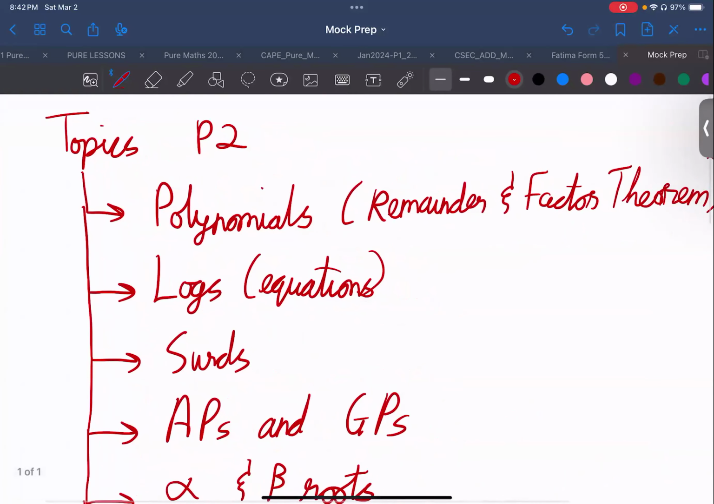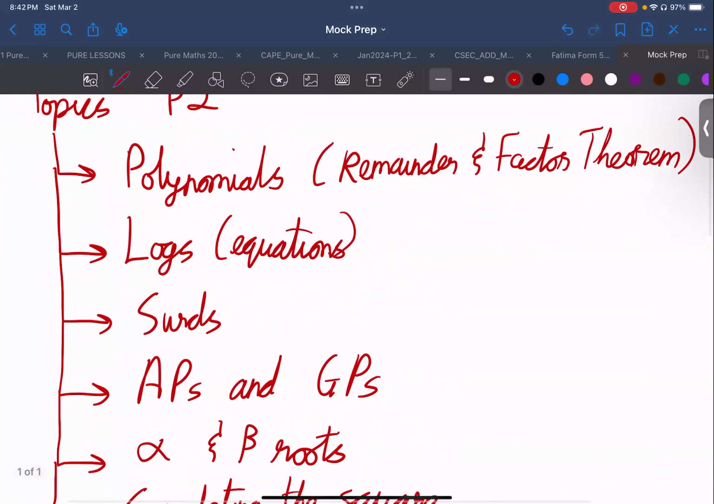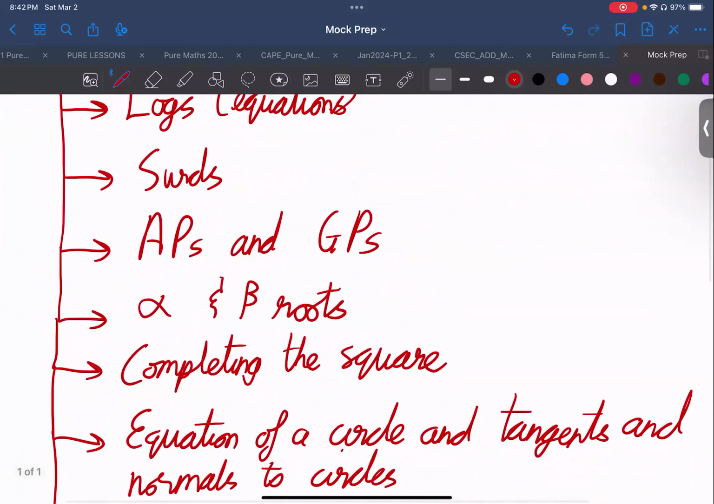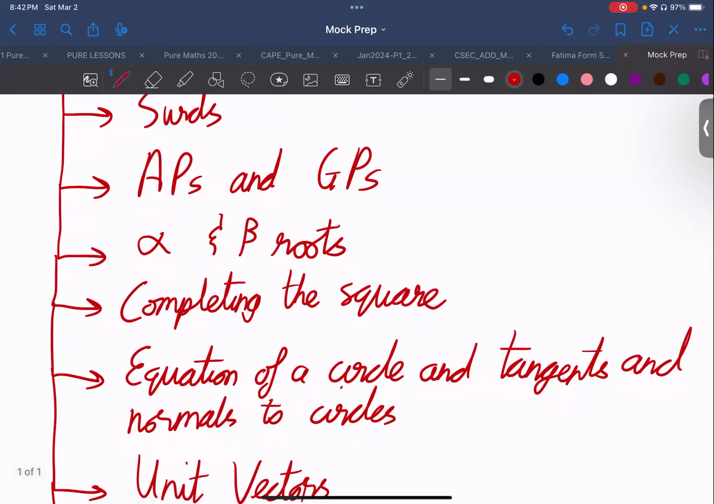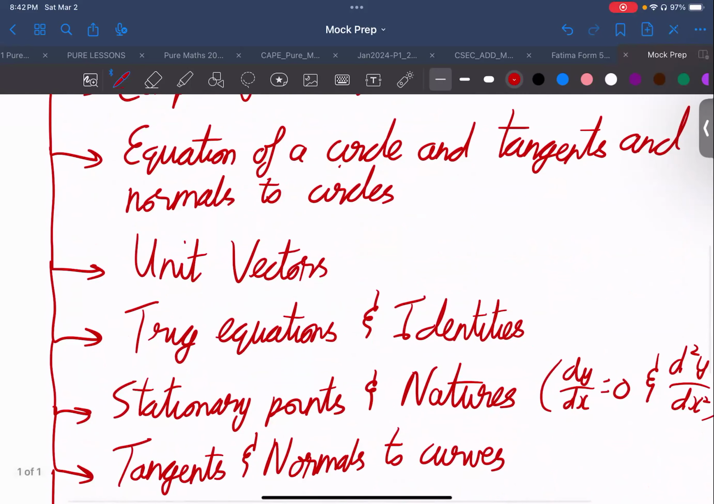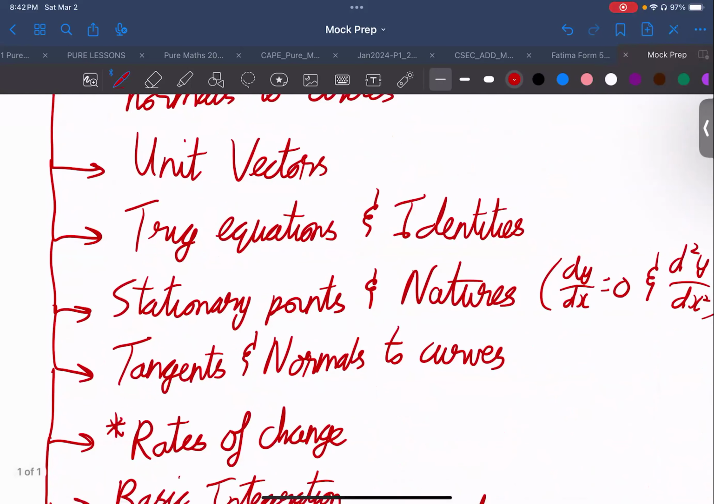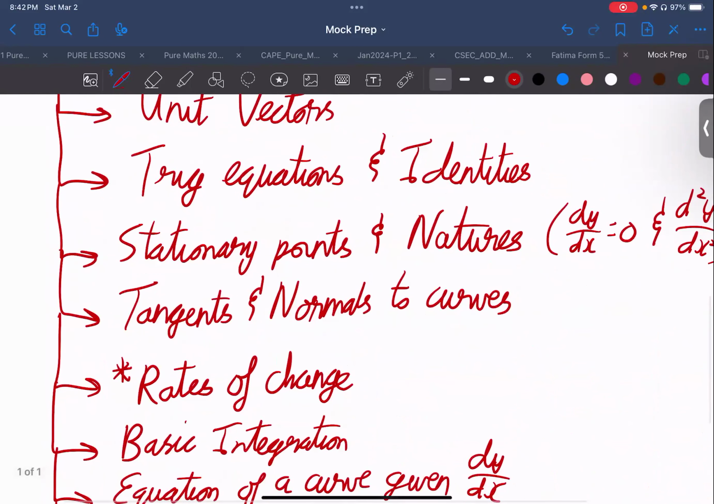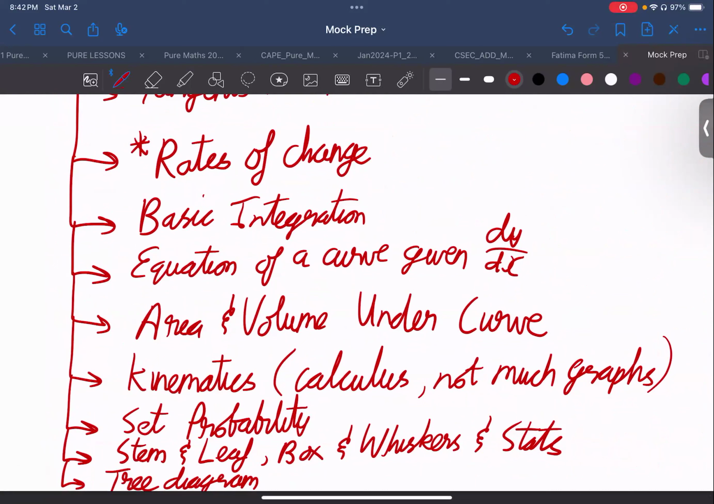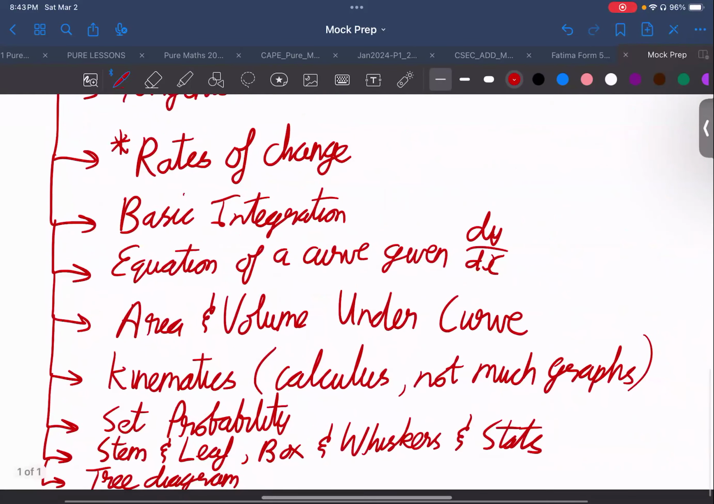Yeah, so that's everything, right? So we have the polynomials, so remainder and factor theorem, logs, which is the equations, surds, EPs and GPs, alpha and beta roots, completing the square, equation of a circle, tangents and normals to circles, unit vectors, trig equations and identities, stationary points and natures, tangents and normals to curves, rates of change, basic integration, equation of a curve given dy/dx, area and volume under the curve, kinematics, set probability, stem and leaf, box and whiskers and stats, and finally the tree diagram.